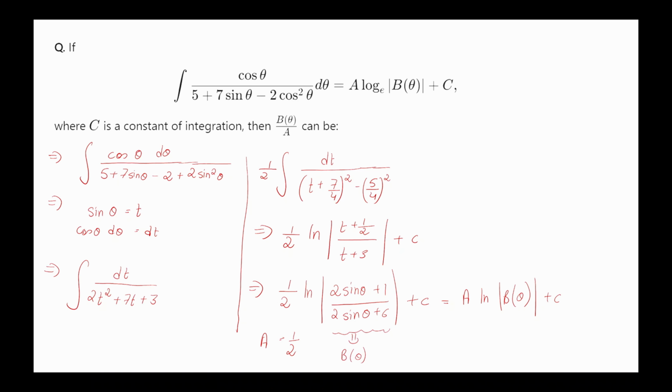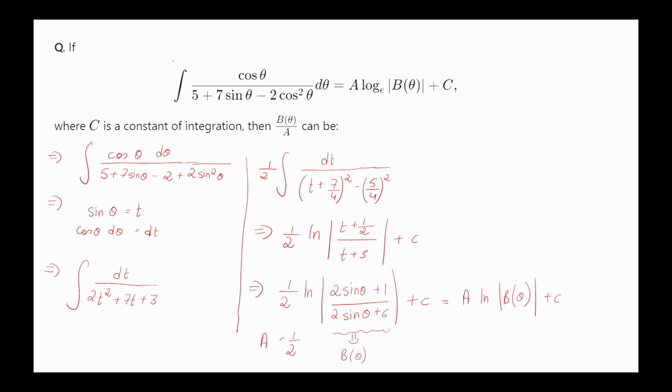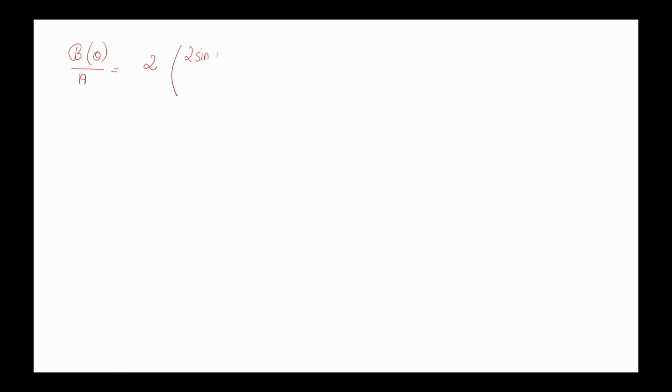Now what have they asked us? They've asked us to find the value of p theta upon a. So let us just find it out. So our p theta by a would be equal to, if I divide anything by half, it would become 2 times of, here I would have 2 sine theta plus 1, and here I would have sine theta plus 3, into 2 multiplied outside. I've taken the 2 common so that this 2 and this 2 would get cancelled out, and I would be left with 2 sine theta plus 1 upon sine theta plus 3. So this becomes my answer.